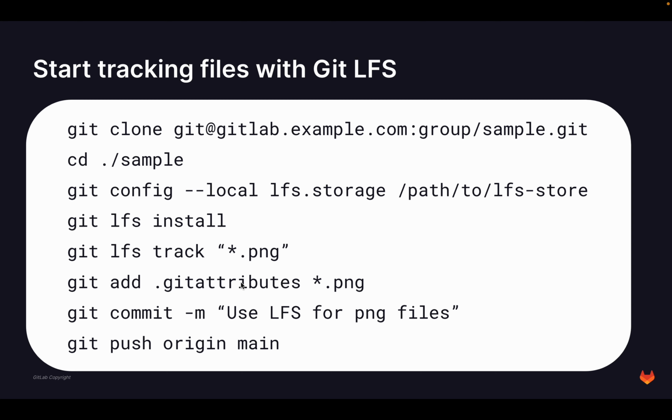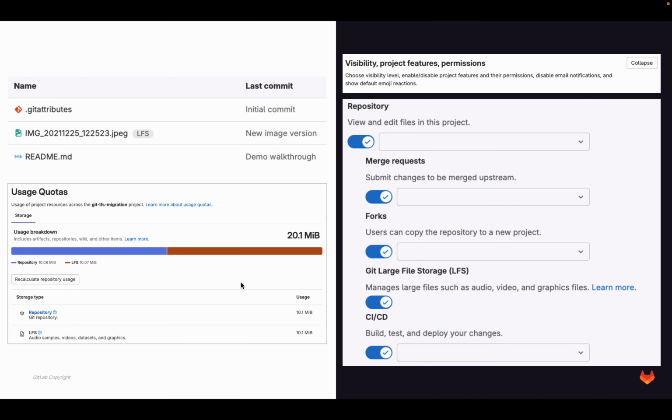On the server, if you push it to GitLab, you have to enable Git LFS also on your repository in order to make sure that GitLab is separating the content from the repository. Now, how do you do that? You go into your project settings, and under visibility, project features and permissions, you can enable or disable Git LFS.